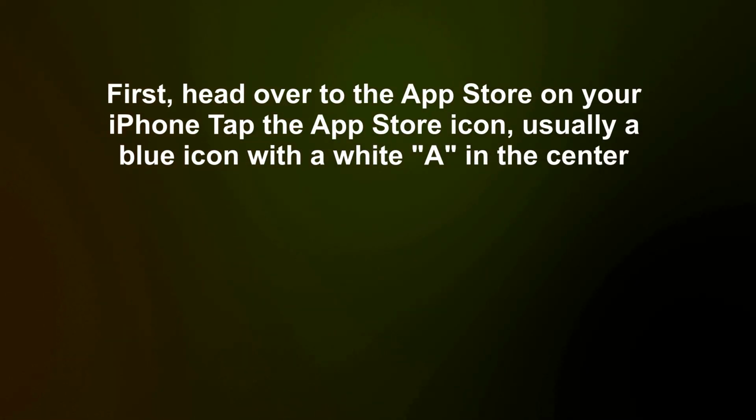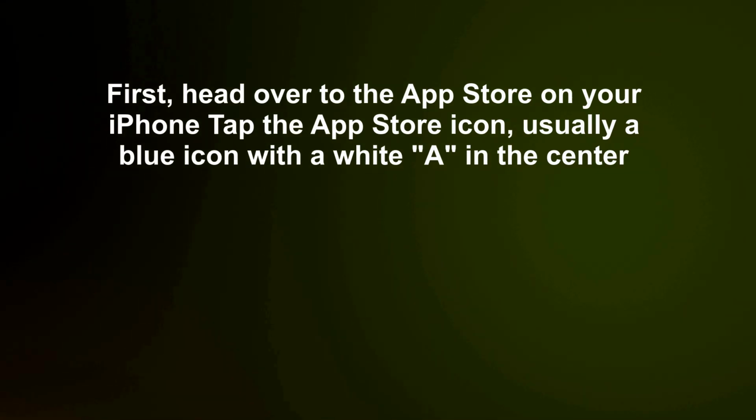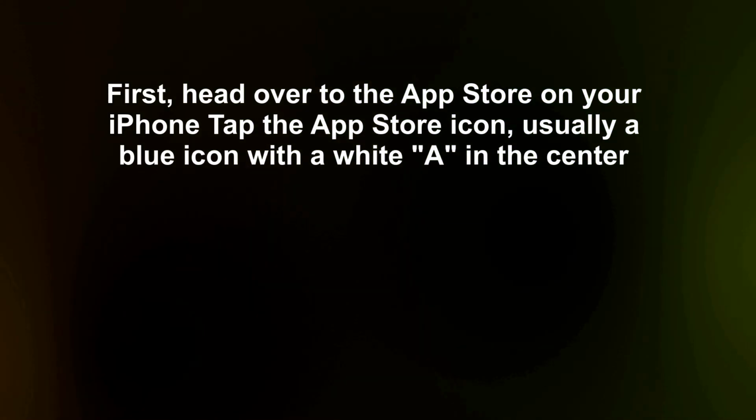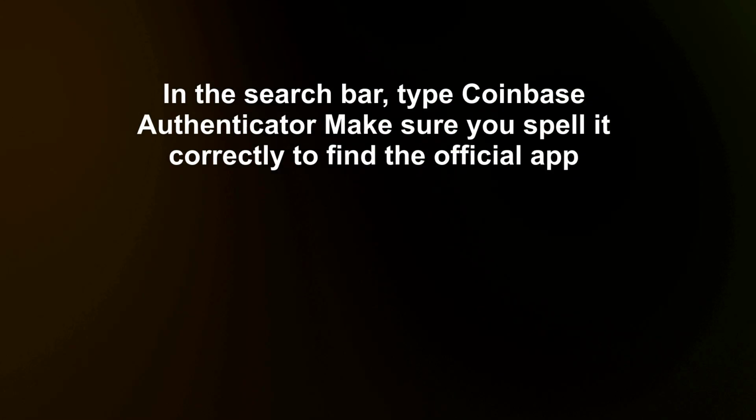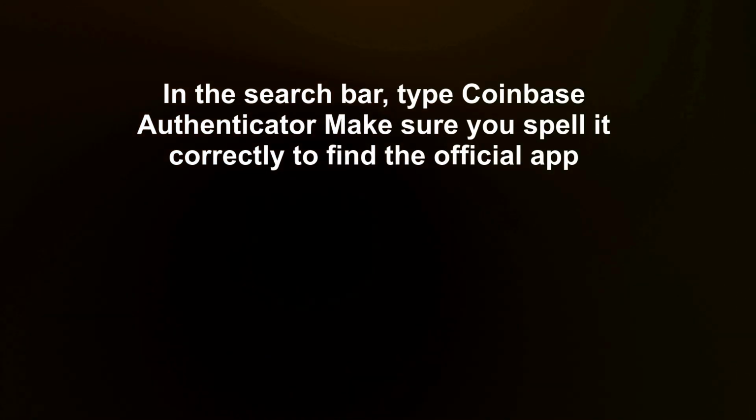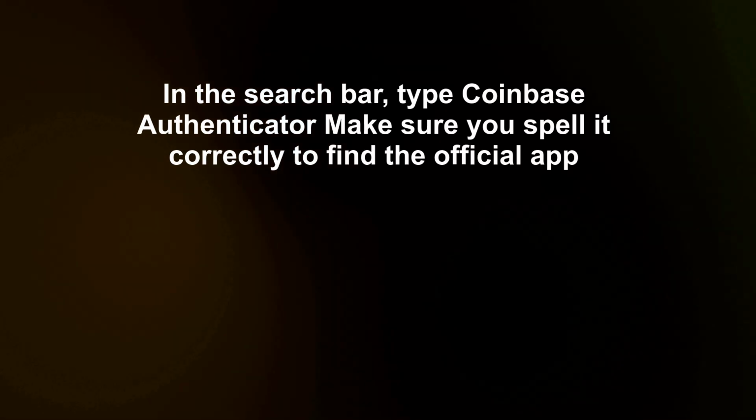First, head over to the App Store on your iPhone. Tap the App Store icon, usually a blue icon with a white A in the center. In the search bar, type Coinbase Authenticator. Make sure you spell it correctly to find the official app.